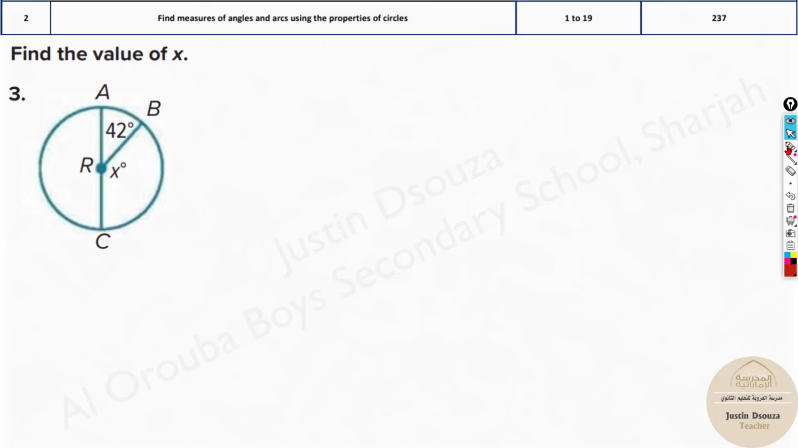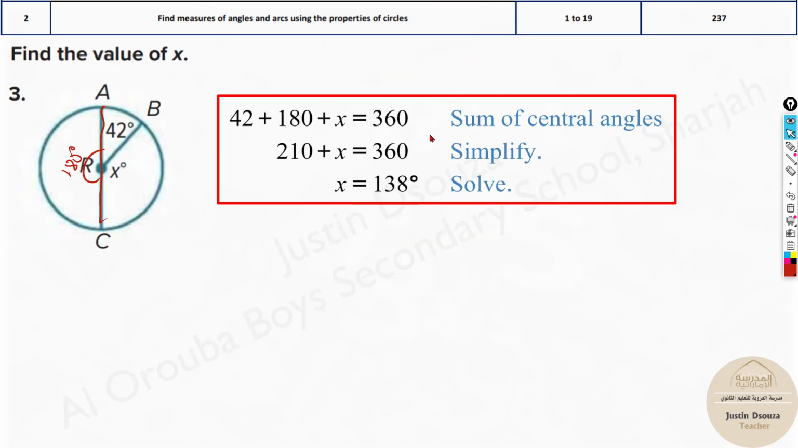Here we have been given 42 and we have no clue what is x on the other side. But if you see, this is the diameter. They generally mention this. So this AC, right, this line is the diameter. So this is 180 degrees. You know, 180 plus 42, it's 222. You just do 360 minus that, you'll get the answer. You can see over here, that's the answer.